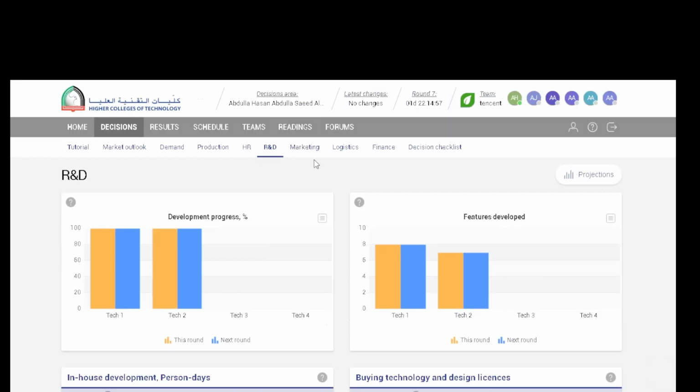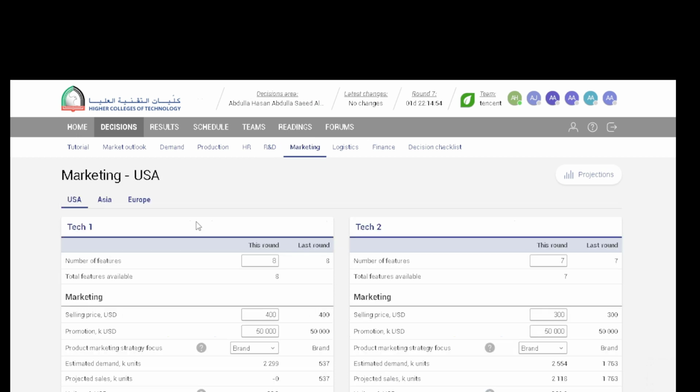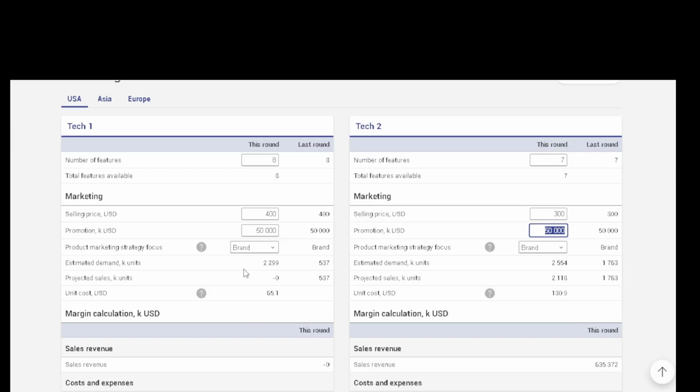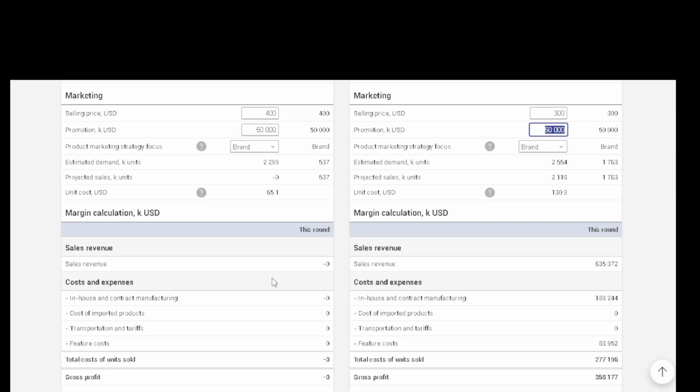Next one is marketing, and under marketing, this is now where we need to come up with a fair price and maybe a strategy for each product. The first one is USA, and USA is selling technology 1 and technology 2. Like in the last round, my number of features were 8 and 7. My price was 400 for Tech 1 and 300 for Tech 2. I invested 50,000 each for promotion and used the brand marketing strategy, and that's it.